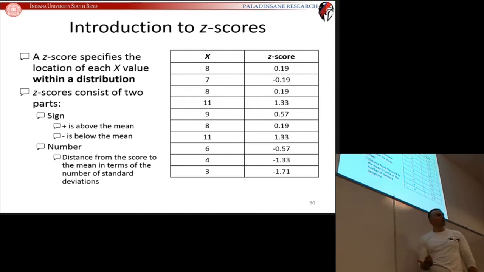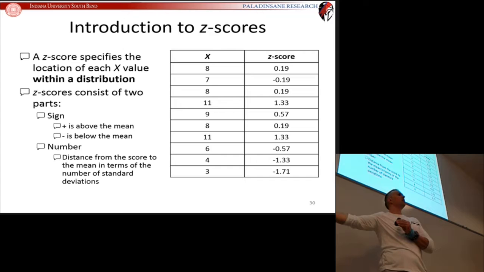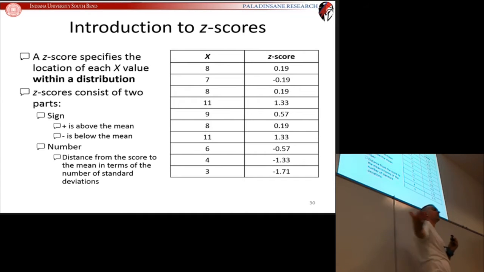So the larger the number, the higher you are, or the further away you are from the mean. If it's a larger positive number, you're higher than the average. If it's a larger negative number, you're lower than the average. And the distance is scaled in terms of that standard deviation. Every step, every whole number, is one more standard deviation away from the mean.